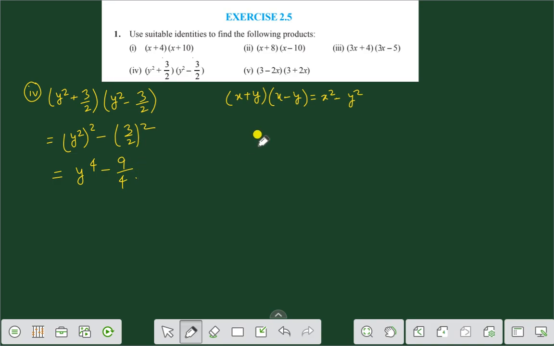Let's solve question number 5. Question number 5 is (3 minus 2x) into (3 plus 2x). Again we will apply the identity (x + y) into (x - y) is equal to x square minus y square. Because we are getting 3 square minus (2x) whole square, or 3 square is 9, minus 4x square. So 9 minus 4x square is the answer.